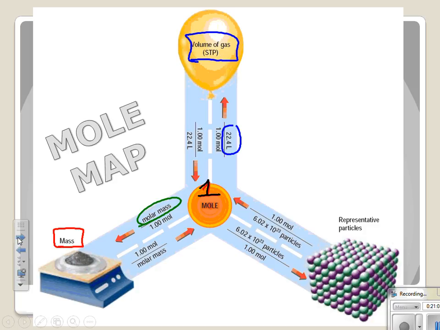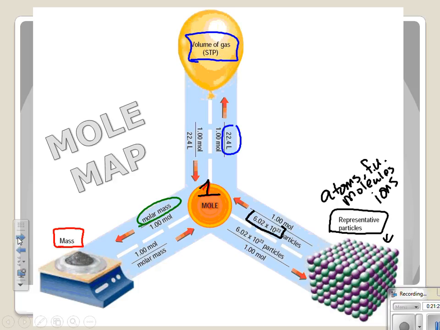And then over here, it's showing you lattice structure and a bunch of the atoms. You see the representative particles. So that could be atoms, formula units, or molecules, or ions. It could be any of those things over here, and you would use Avogadro's number as the conversion factor. But all three things will equal 1 mole of any substance, okay?